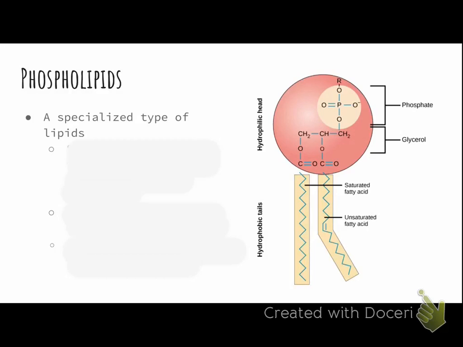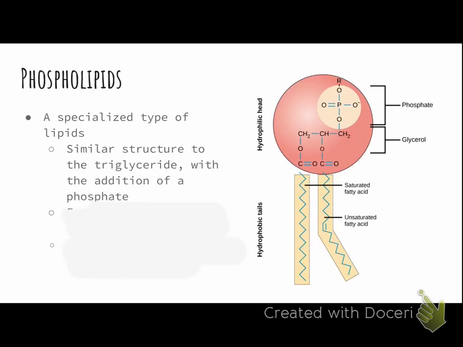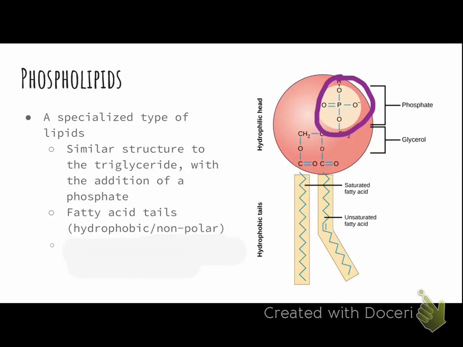So a phospholipid is just a specialized type of lipid. When we are looking at the structure of this, it's very similar to the triglyceride, but what it has is the addition of a phosphate molecule, which you will see right here. So that's a phosphorus with 4 oxygens around it. We still have the fatty acid tails. In a phospholipid, you're only going to have 2, but you still have the tails. So here are your tails. They are hydrophobic.